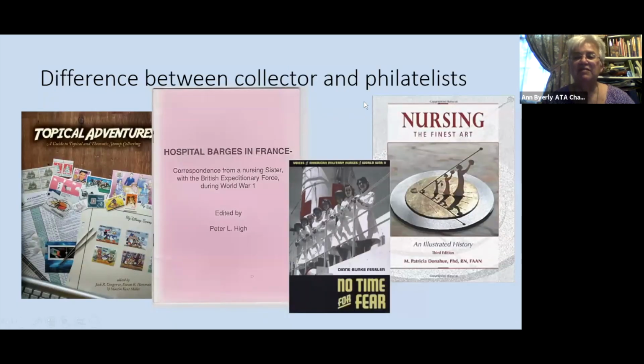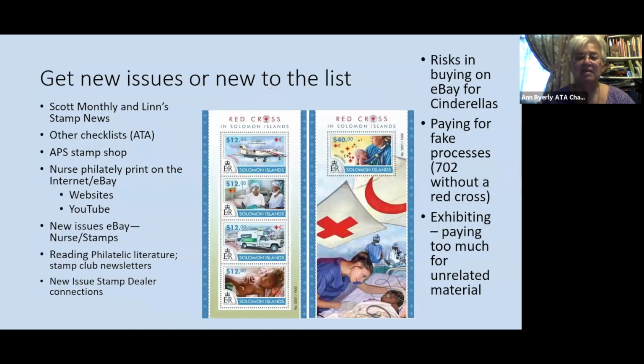Okay, the difference between a collector and a philatelist is that the philatelist is studying the topics. And I put a few of the references up here that I used to find out about nurses on stamps. Getting new issues or new to the list, part of that is reading basic philatelic literature, and using ATA checklists. I've used other ATA checklists to find nurses. All the handbooks on women on stamps, I went through those, found some nurses, things like that. eBay is, of course, a good place to find new stamps with nurses on them.